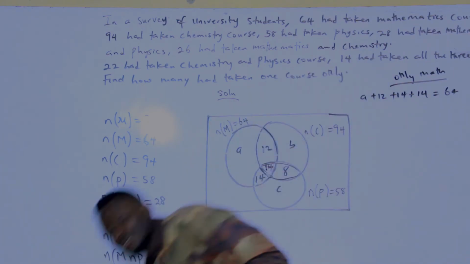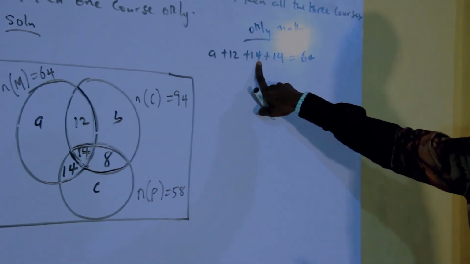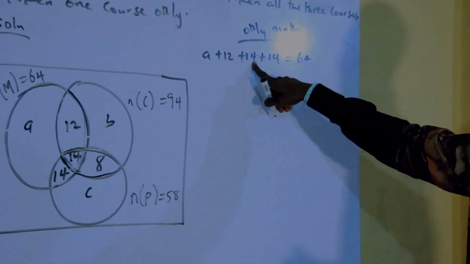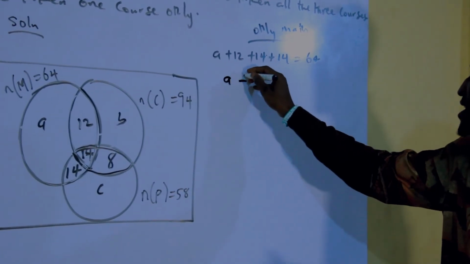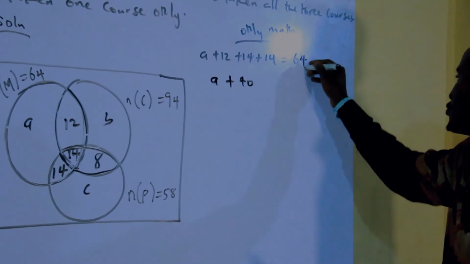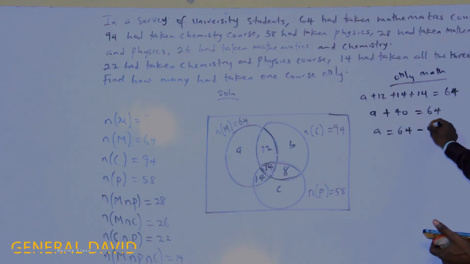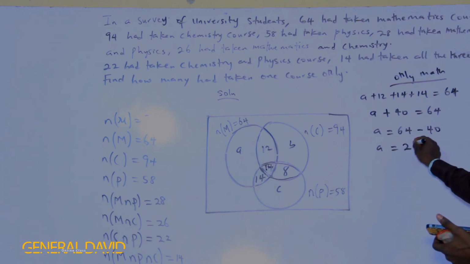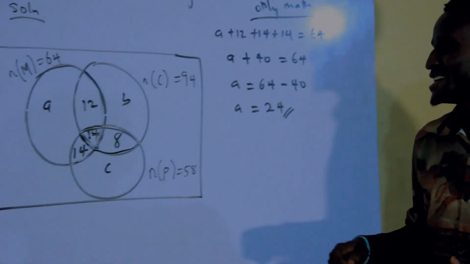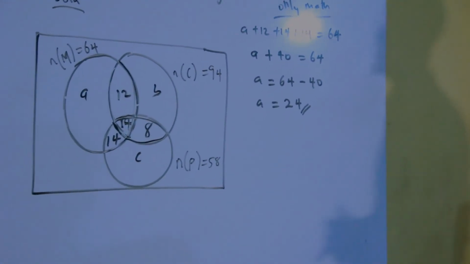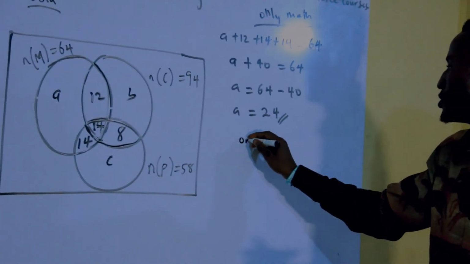mathematics. Now, if you check, we have 12 plus 14. That is equals to what? 26. 26 plus 14. That is equals to what? 40. So we have A plus 40, which is equals to 64. So that means our A will now be 64 minus 40. So A will now be equals to what? 24. Now if you check this very well, that shows that A, which is the number of those that study mathematics only, is equals to 24. Now let's go to the second one.